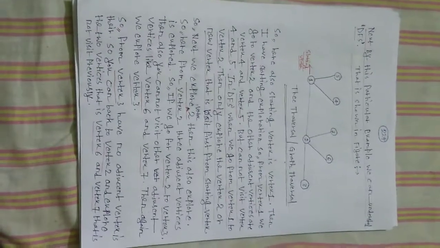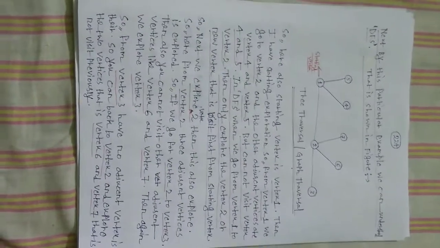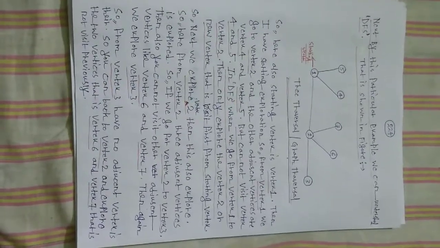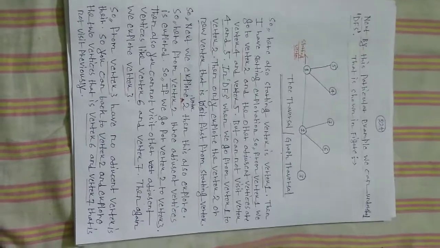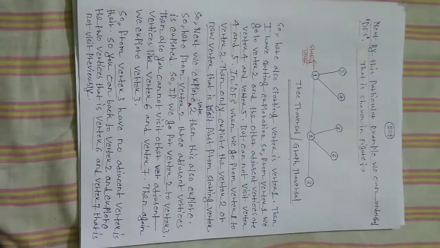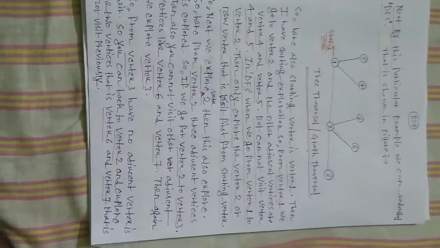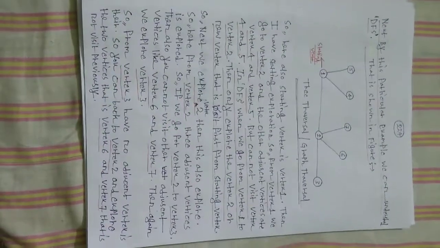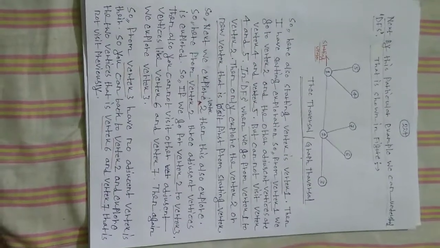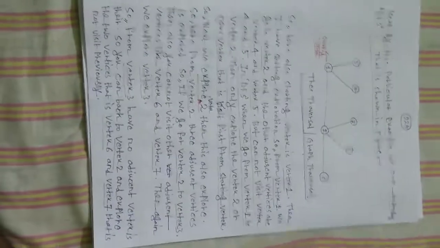From vertex 2, the adjacent vertex 3 is explored. If I go from vertex 2 to vertex 3, then also you cannot visit the other adjacent vertices like vertex 6 and vertex 7. Then again we explore vertex 3. From vertex 3 there is no adjacent vertex, so you go back to vertex 2 and explore the two vertices, vertex 6 and vertex 7, that were not visited previously.